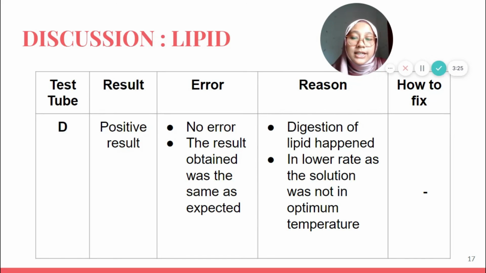For test tube D, the result obtained is positive. There is no error reported in this part of the experiment because the result obtained was the same as the expected result. The reason is that a process of lipid digestion happened, but it occurred at a lower rate because the solution was not at the optimum temperature, which is 37 Celsius.